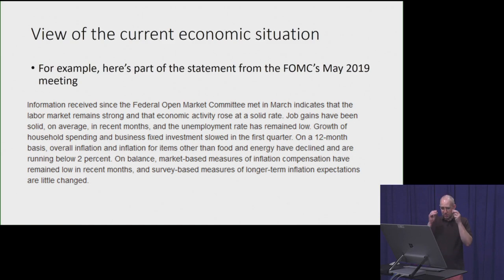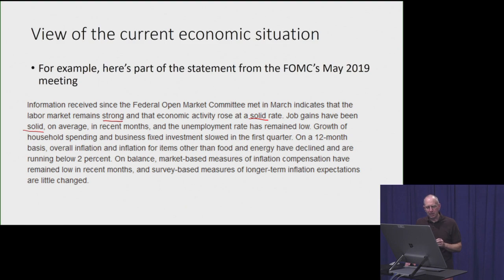So let's do a specific example. This is some of the statement from the Open Market Committee's May 2019 meeting. Information received since the Committee met last in March indicates that the labor market remains strong. Let's emphasize these. Economic activity rose at a solid rate. Job gains have been solid on average in recent months, and unemployment has remained low.